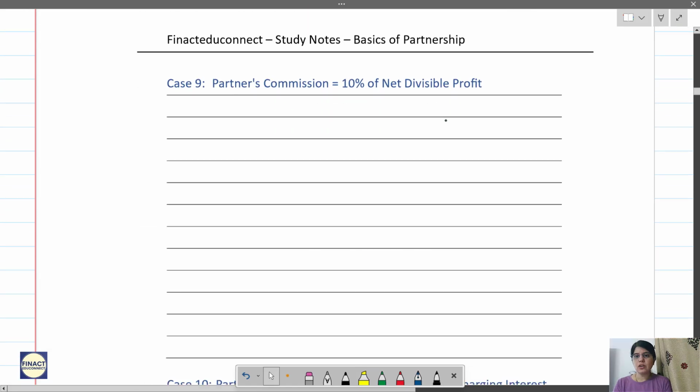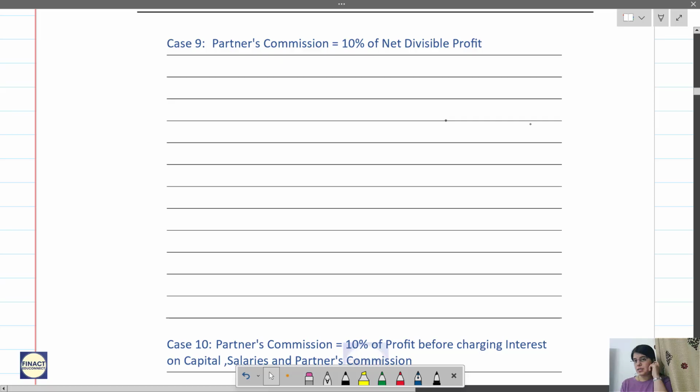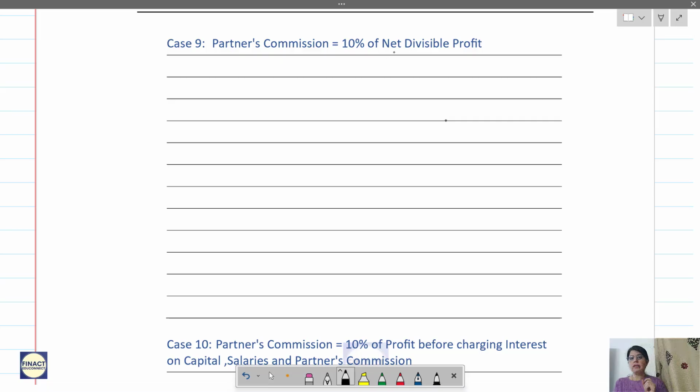10% of net divisible profit. So understand these words, divisible profit and net divisible profit. You should know what they are. These are not clearly given. So if they give you 10% net divisible profit, this is nothing but profit after commission. After charging all the expenses and after commission, whatever we did in case 2, same thing.